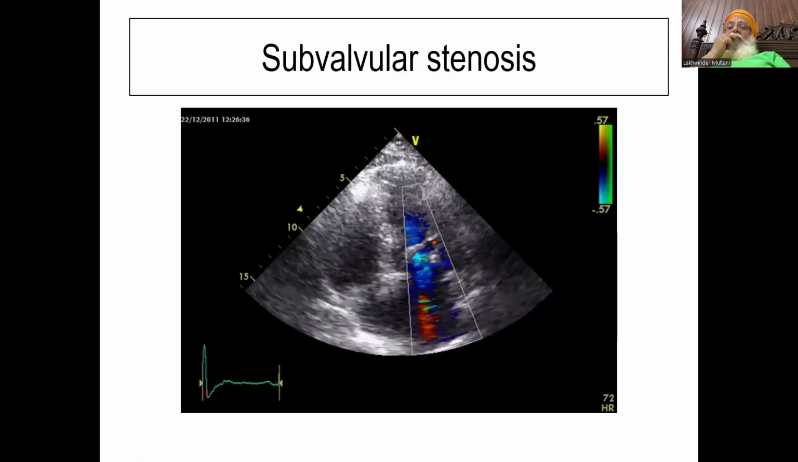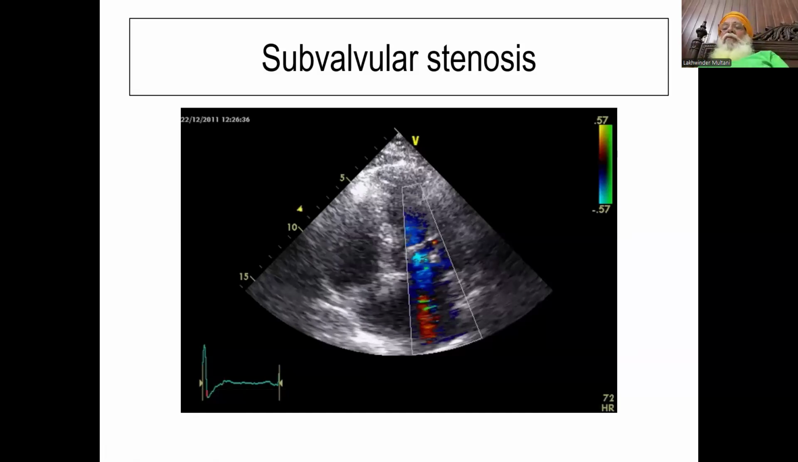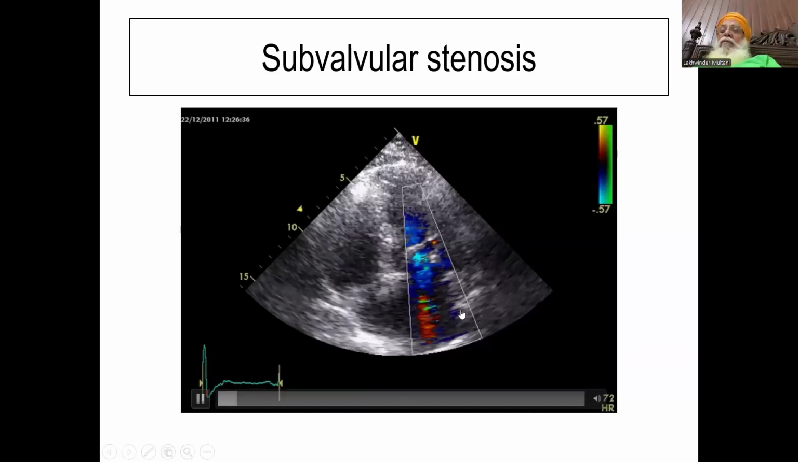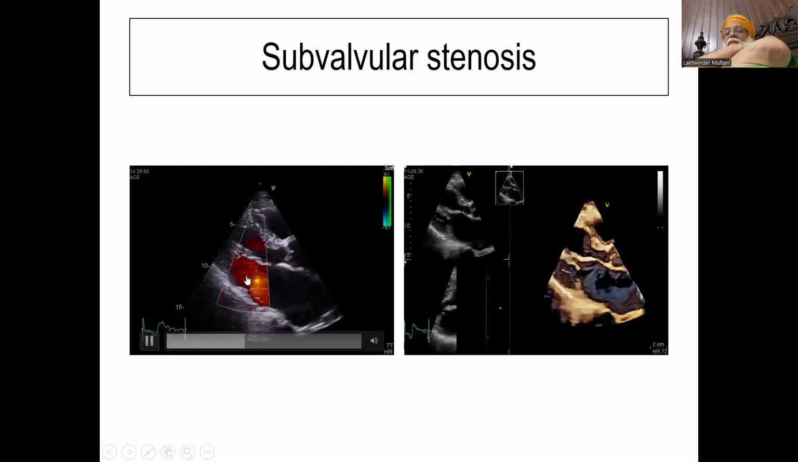But gradients would be significantly high. So remember, if you have a patient of mitral stenosis where gradients are high and the area is normal, think of a subvalvular stenosis as one of the causes. Now, this is very categorically seen as subvalvular apparatus thickening.